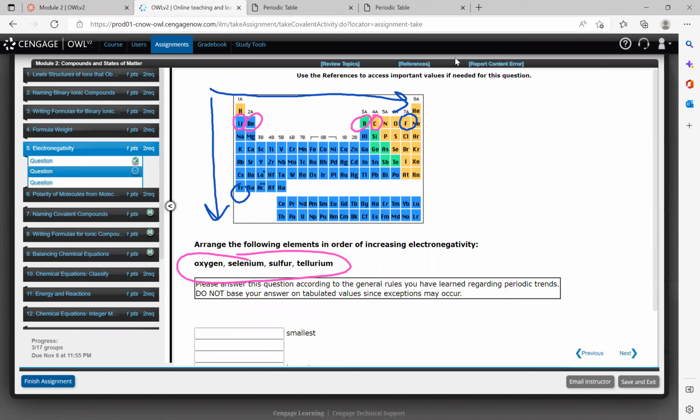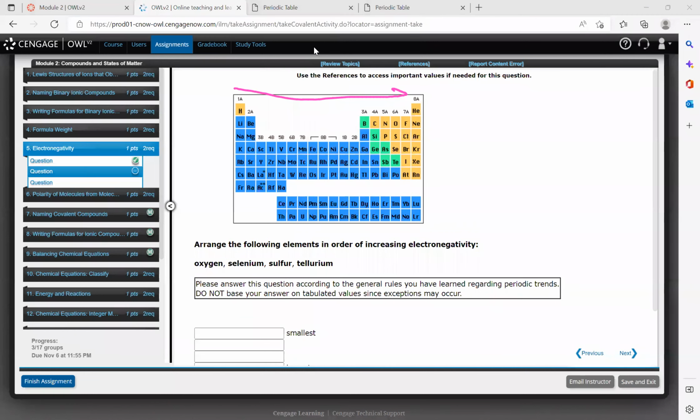All right, let's practice another one really quickly to make sure this makes sense. Again, we want to order in increasing electronegativity. It increases as we go across, and it decreases as we go down. Now we're looking at oxygen, selenium, sulfur, and tellurium. Again, as we move down, it decreases.